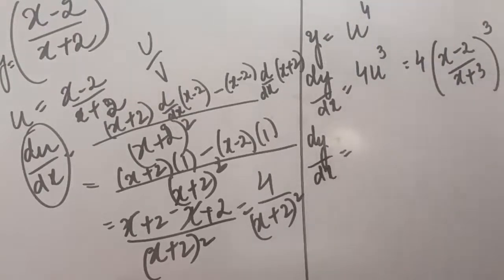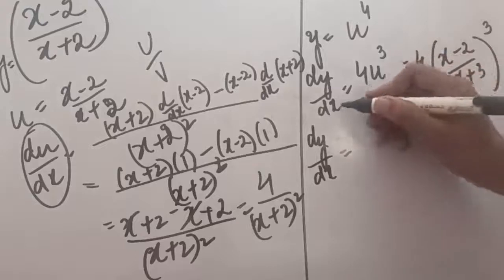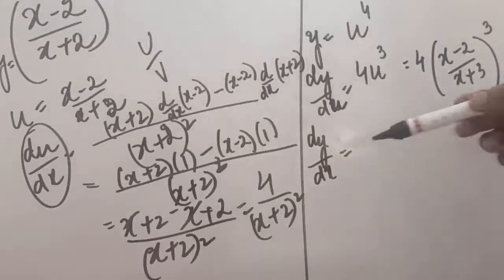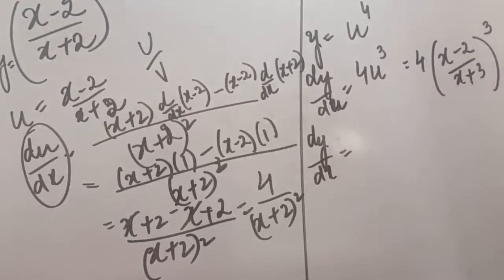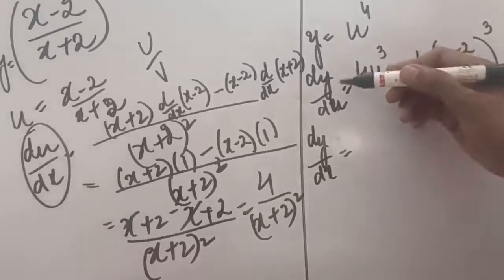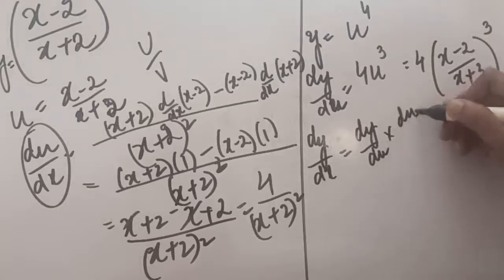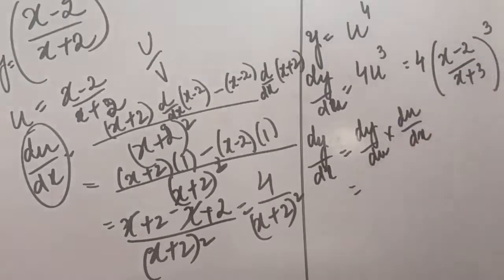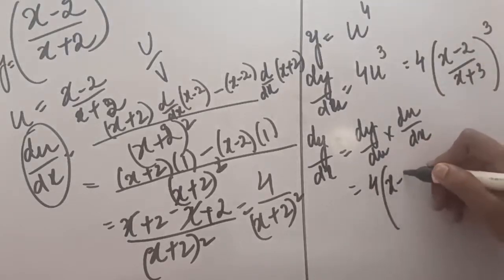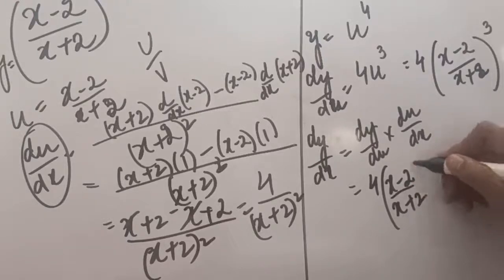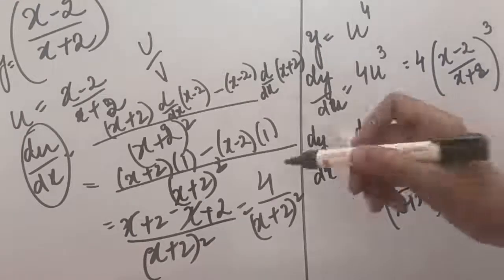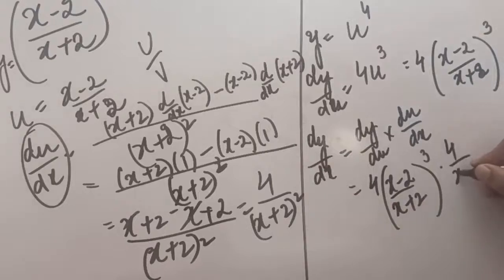Dy upon dx, the formula is dy upon du. So the formula for calculating the derivative of y with respect to x in the chain rule is dy upon du multiplied by du upon dx. Just fill the values whatever we have calculated. Dy upon du is 4 times x minus 2 divided by x plus 2, whole cube, multiplied by du upon dx. This we calculated.